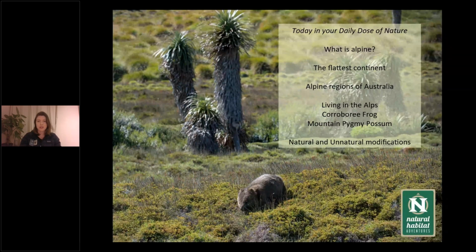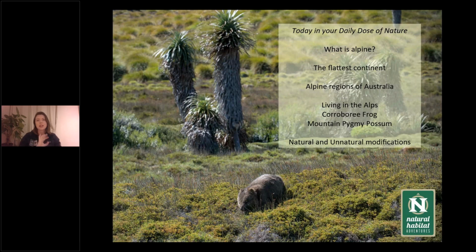I also wanted to introduce you to a couple of species you may not be familiar with. I have spoken a fair bit on some of my other webinars, looking at our classic Australian animals like our kangaroos, our koalas, our wombats, as you can see down here. And we do see some of these guys up in our alpine regions, but I wanted to introduce you to a couple of our critically endangered species. We have our corroboree frog and our mountain pygmy possum. So I'll introduce you to those ones a little bit later.